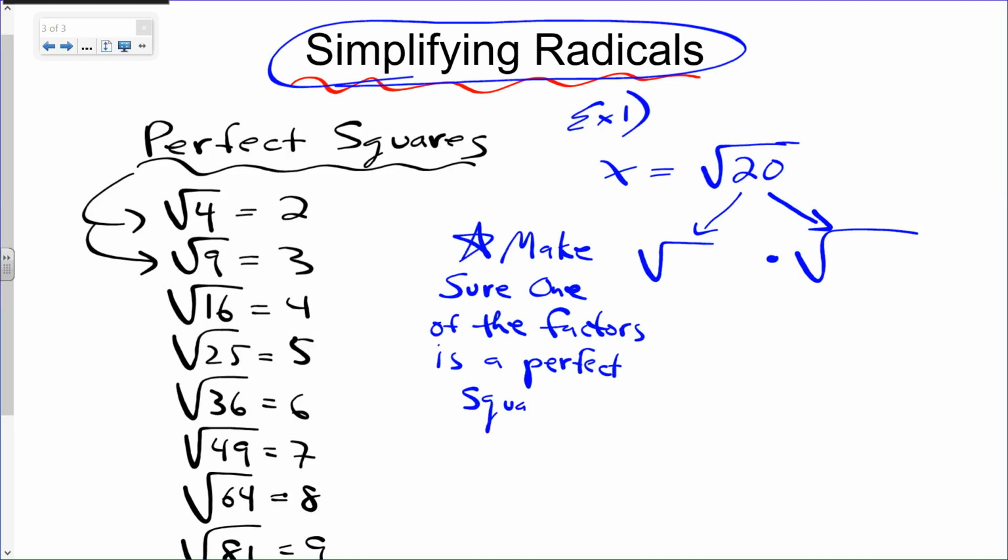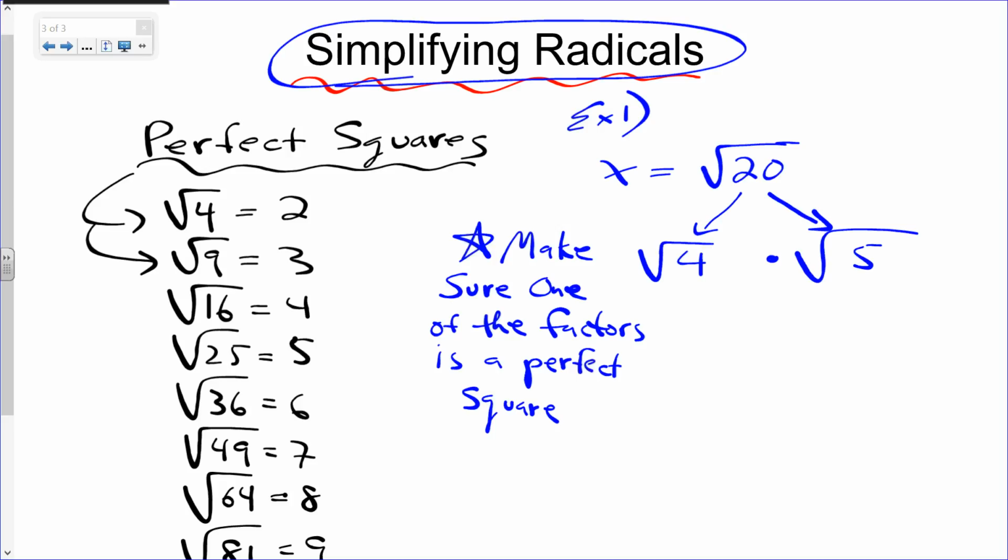That's all you got to remember. And the rest is gravy, easy, cakewalk. What are factors of 20, but one of them being a perfect square? 4, right? 4 is a perfect square, and it's also a factor of 20. Square root of 4 times the square root of 5 is the square root of 20 if you multiply them. Right? Notice how I took 20, I broke it down in two factors. I made sure one of the factors was a perfect square. 5 is not a perfect square, but 4 is.